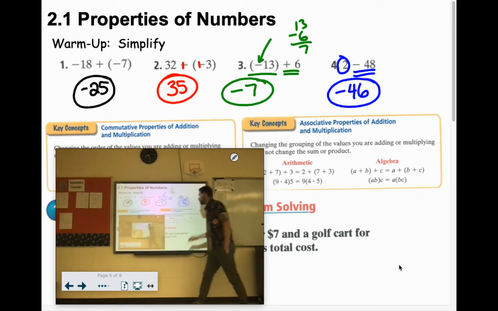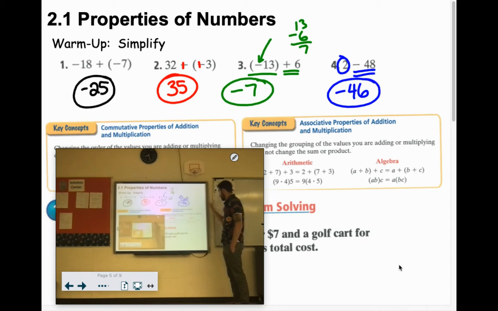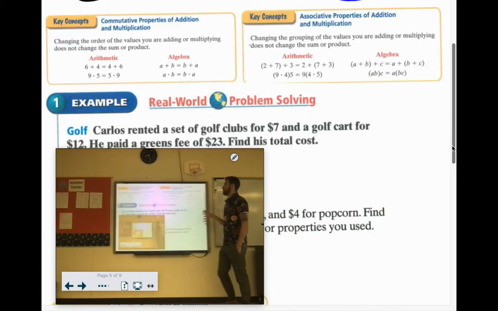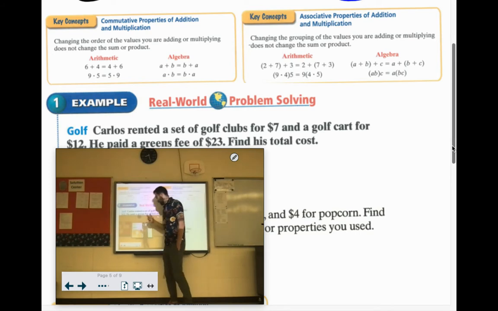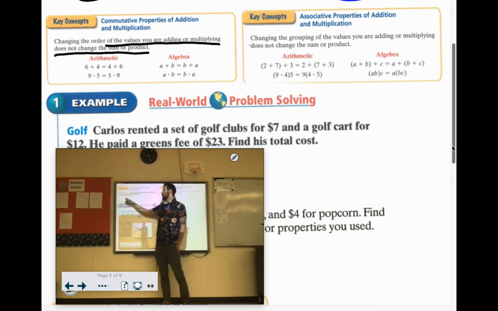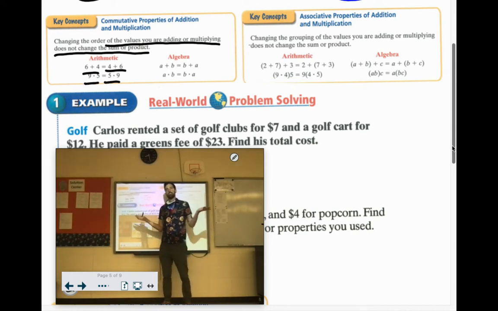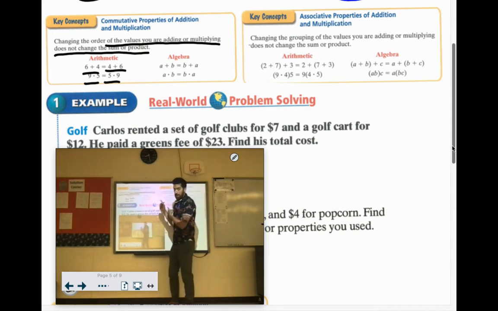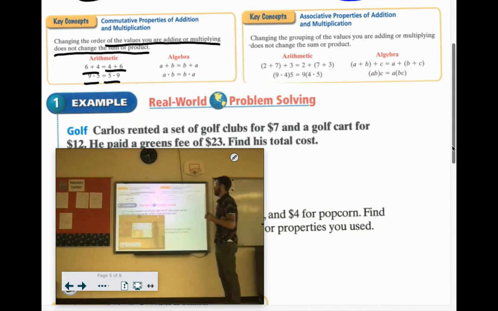So we're going to talk a couple of properties, and these are nice actually. The commutative properties of addition and multiplication. The commutative property says changing the order of the values you are adding or multiplying does not change the sum or product. So if you had 6 plus 4, that's the same as 4 plus 6. It doesn't make a difference. Same with 9 times 5 is the same as 5 times 9. Now you might think, well, duh, who cares? But when we get into some mental math stuff later, knowing that is actually pretty nice. It can help you out.